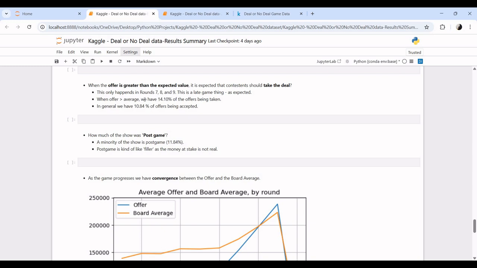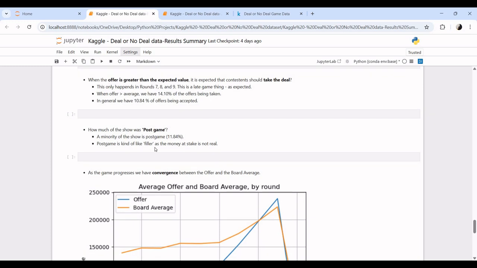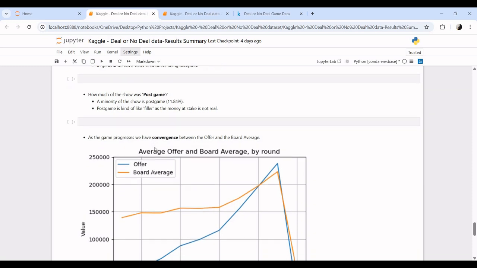And so when offers were greater than average, one would expect that the player would more often take the deal, but we find that according to the data, when offers were greater than average, 14% of the time the player would take the deal, and in general, so not filtering for offers greater than average, they only took the deal 10.8% of the time. So the difference depends on how you feel about it. I don't really think it's that much, but yeah.